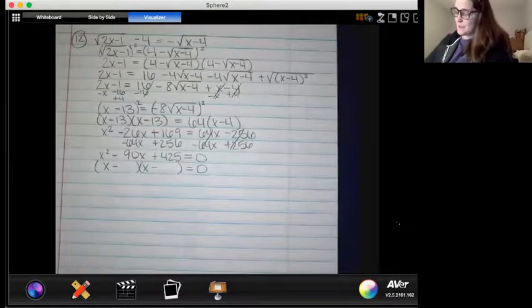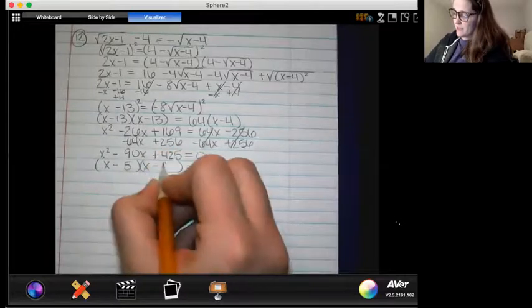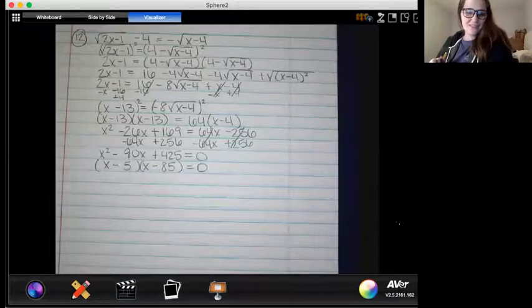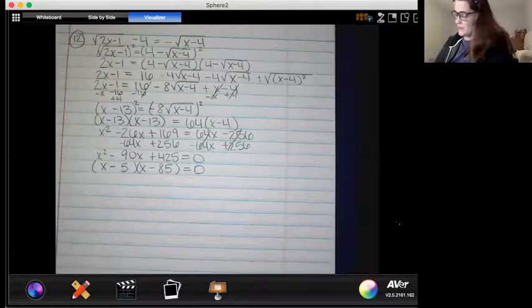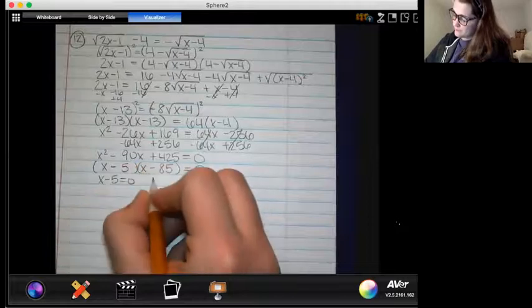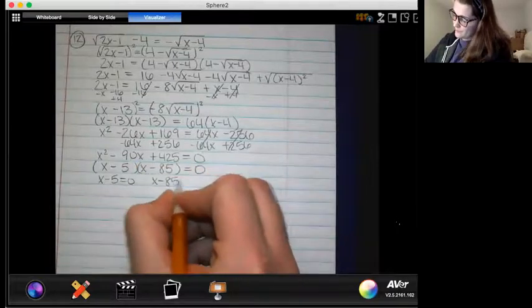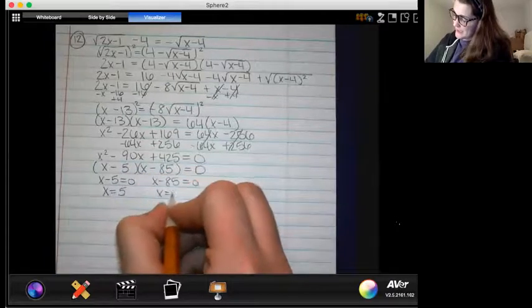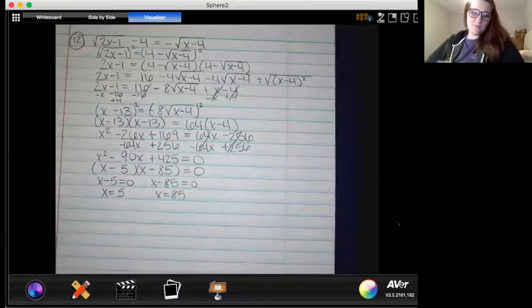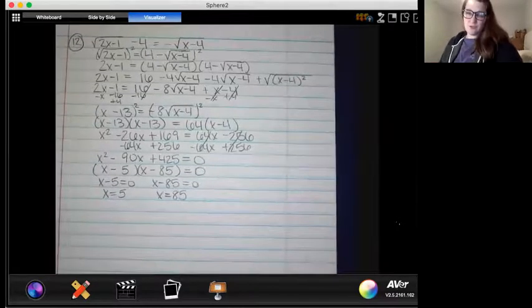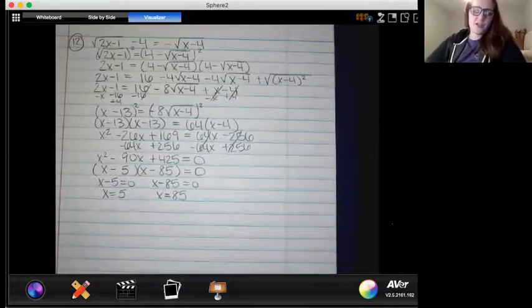And that would be 5 and 85, or to be more specific, -5 and -85 going in there. And then we're going to set equal to 0. So x equals 5 and x equals 85. Okay, I'm going to go ahead and pause here, and I'm going to let you guys check those two answers. Go ahead and check and see how they work.